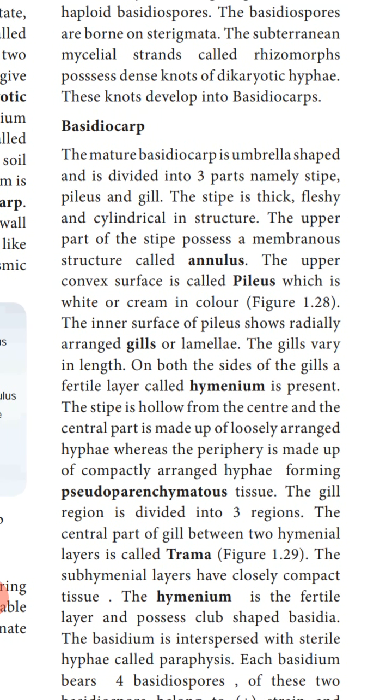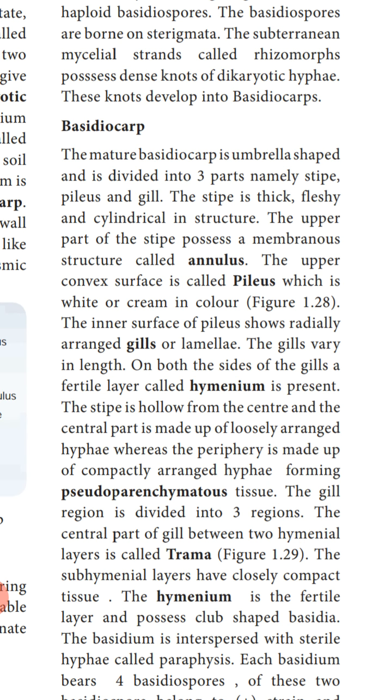The stipe is thick, fleshy and cylindrical in structure. The upper part of the stipe possesses a membranous structure called the annulus. The upper convex surface is called the pileus, which is white or cream in color. The inner surface of the pileus shows the radially arranged gills or lamellae. The gills vary in length. On both sides of the gills, a fertile layer is present, called the hymenium.